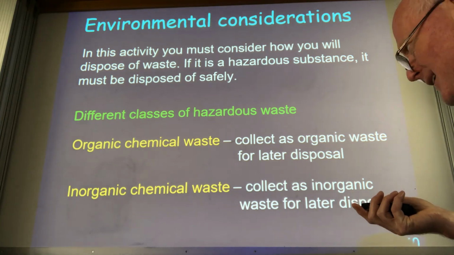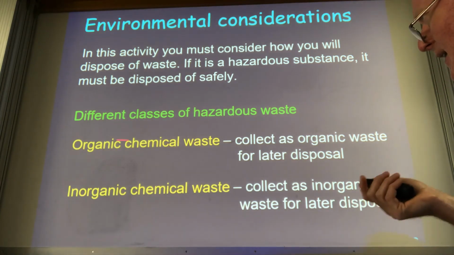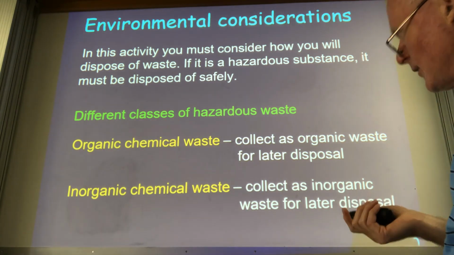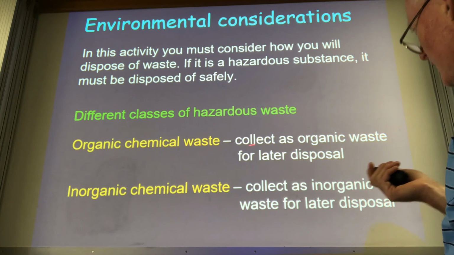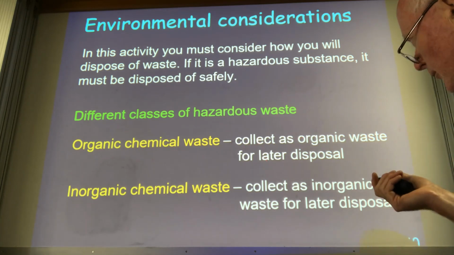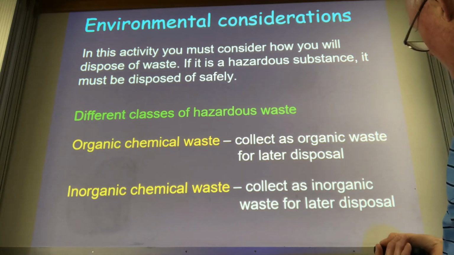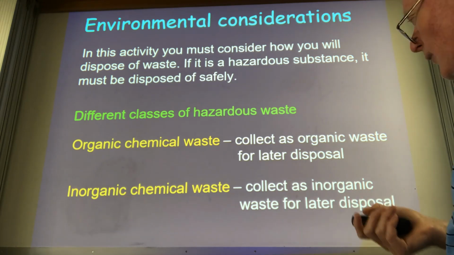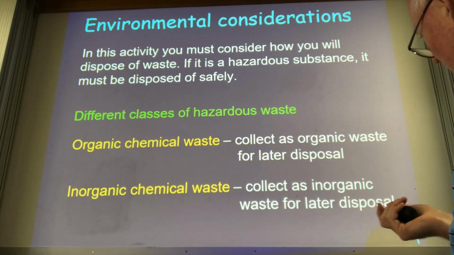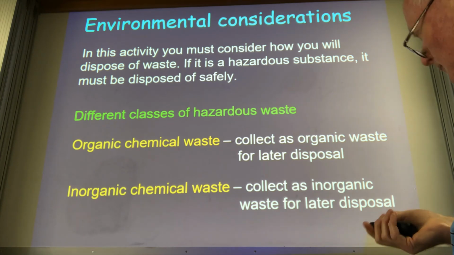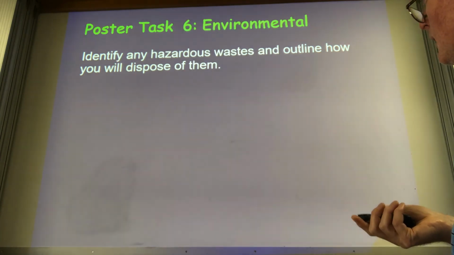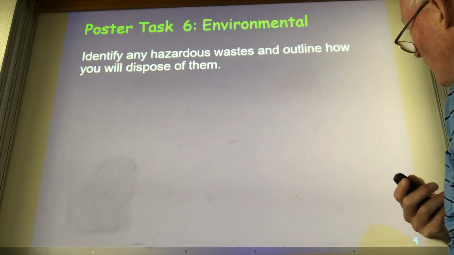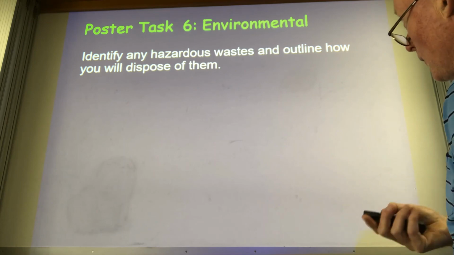If it's a hazardous waste, there are basically two classes that you might come across in most chemical pracs: organic chemical waste and inorganic chemical waste. Organic chemical waste, you put in an organic waste bottle and we'll pay a company to come and take it away for proper disposal. The inorganic chemical waste will do exactly the same thing, but in a different bottle. So make sure it's clear what type of hazardous waste you are producing and how you are going to get rid of it.